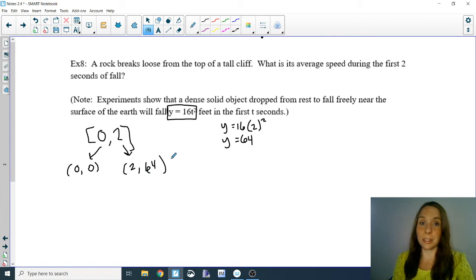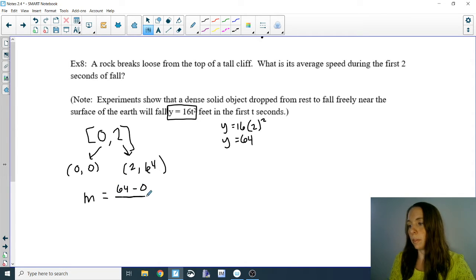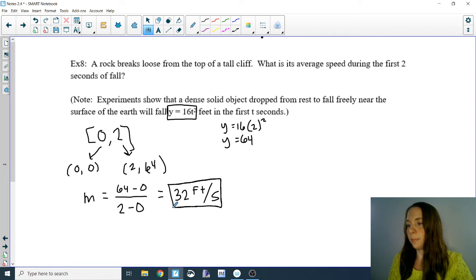And then do you remember what to do from here? If you are asked to find an average rate of change, that's finding the slope between these 2 points. And so we can just set up our slope as y2 minus y1 over x2 minus x1, and that will find our average rate, or average speed. So that gives us 64 over 2, or 32, and the units would be feet per second, I think. Yes. Okay, so that's just a quick little review of how to find average speed.